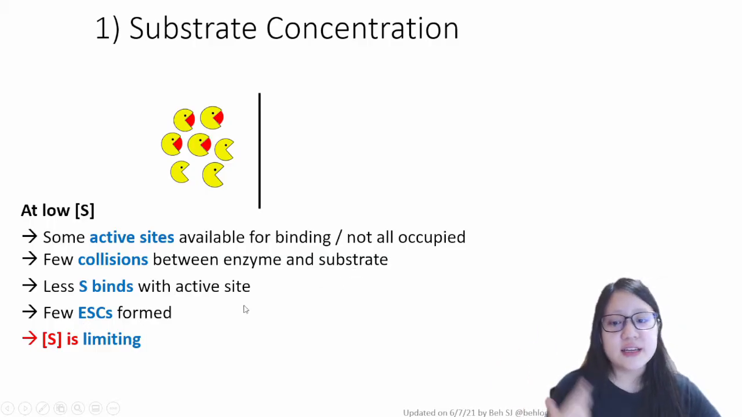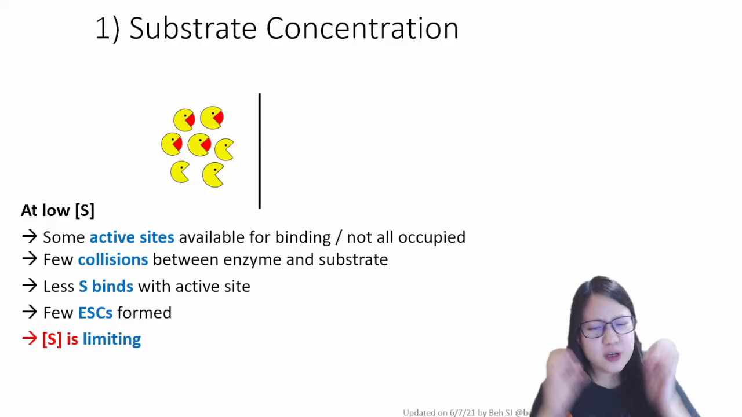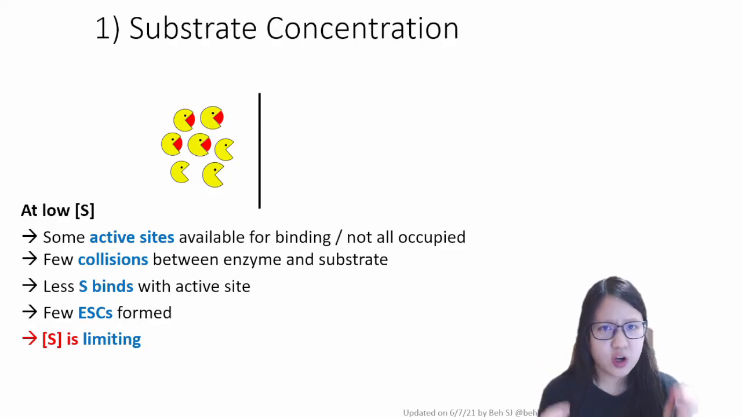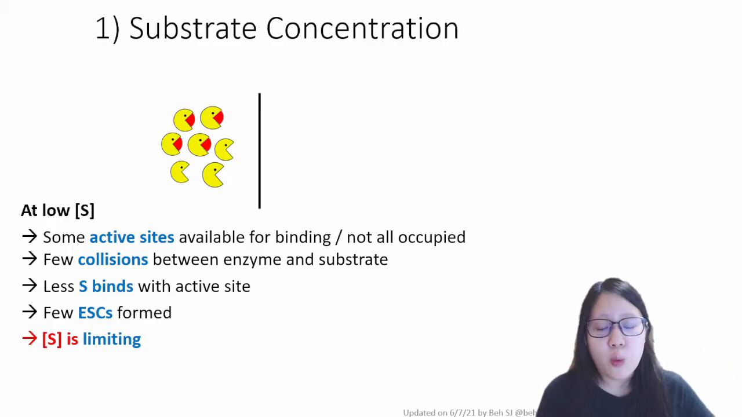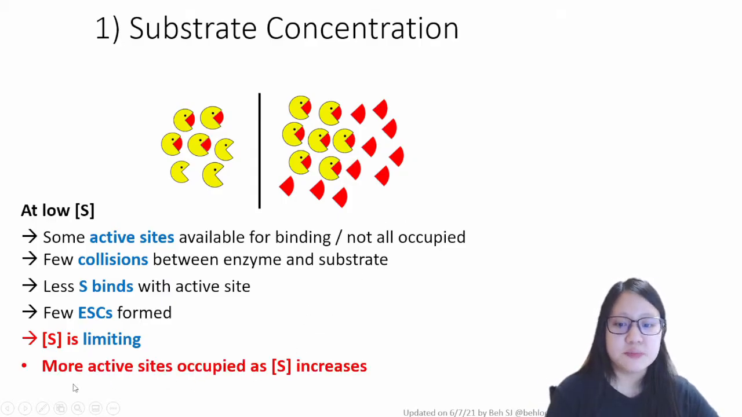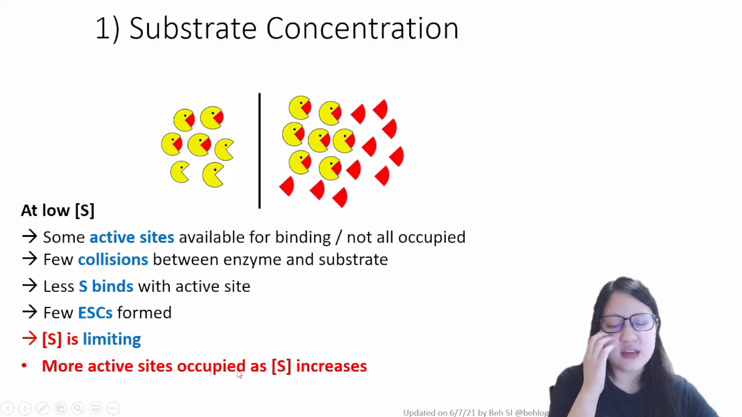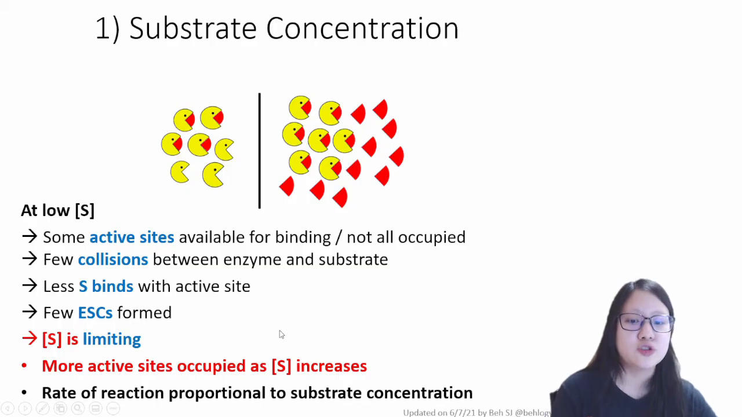Overall, we say that the substrate concentration is limiting. It is because of the quantity of substrate, right? It's the concentration of substrate that is keeping the rate from increasing. Now, what happens when you increase the substrate concentration a little bit more? Well, the rate will increase because more active sites are occupied as substrate concentration increases. And therefore, at low substrate concentrations, rate of reaction is proportional to substrate concentration.